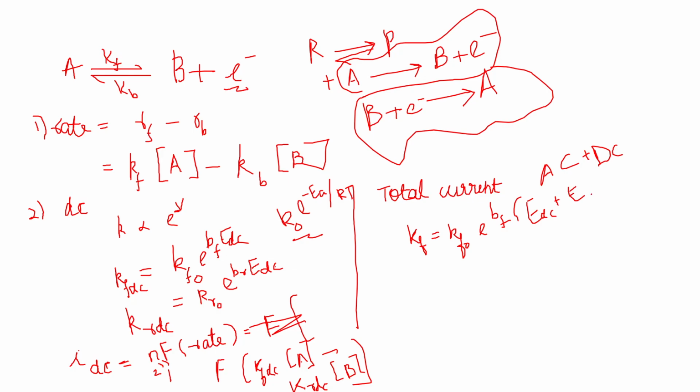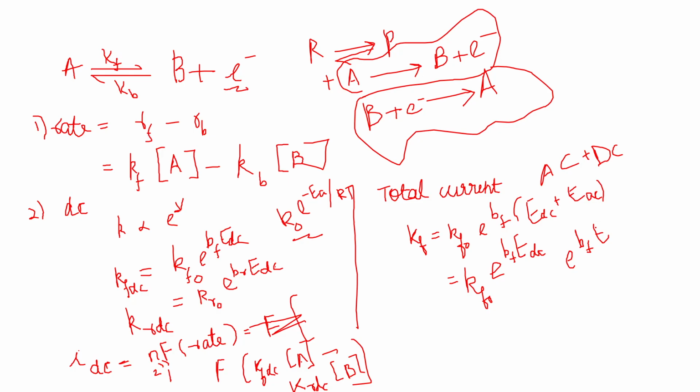Now what can I do? I can split the bracket. So how will I get it? It will be nothing but Kf naught e to the power Bf. I hope everyone knows how to split it when there is a bracket in the exponent of an exponential. You can write it as e to the power Bf EDC, and again you can write e to the power Bf EAC. I hope this step is clear for everyone.